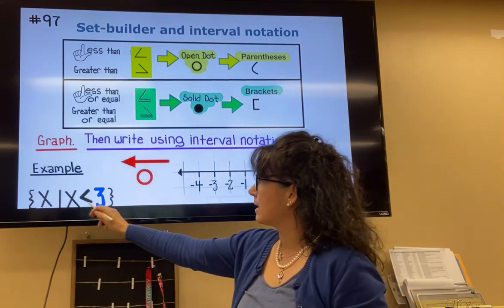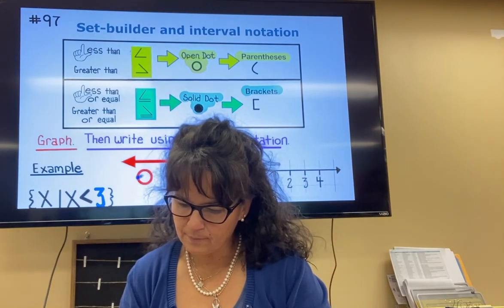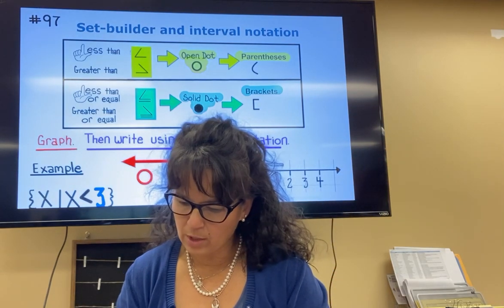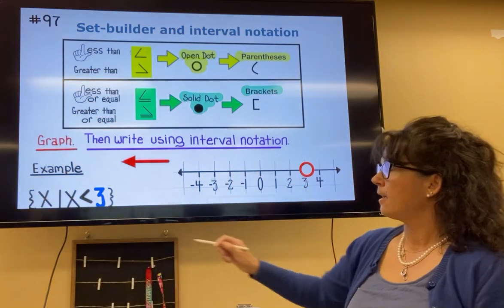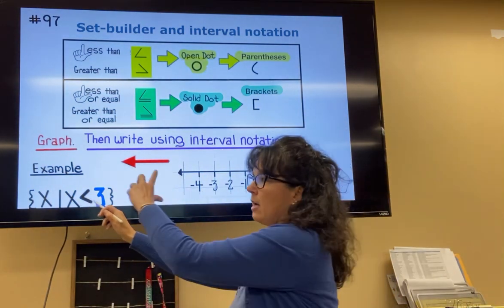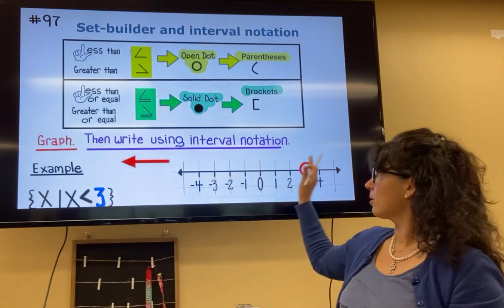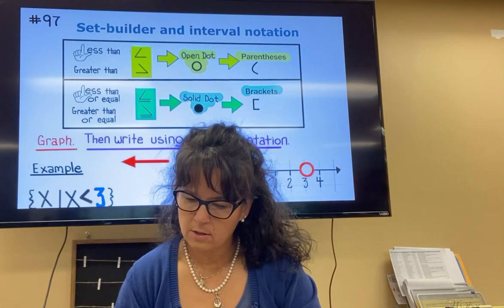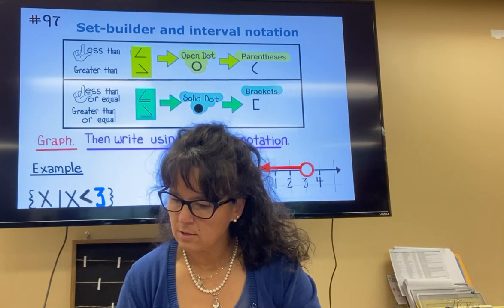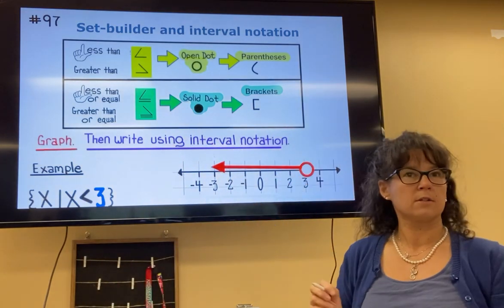Because that's not underlined, we're going to take this open dot and place that at the number 3. And then if our numbers are less than 3, numbers that are smaller than 3 on the number line are to the left. So here's my arrow going to the left.